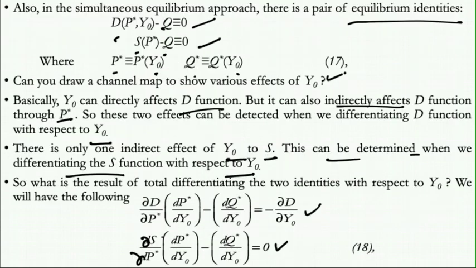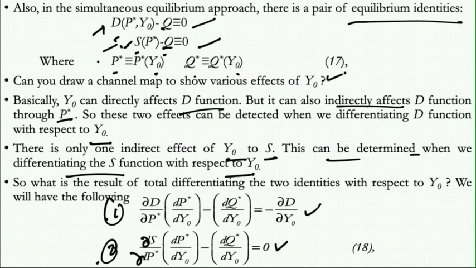And if you see this, this basically comes from the total differentiation of the supply function in equilibrium position. The first one here is the total differentiation of demand minus equilibrium quantity. The second one here is the total differentiation of quantity supplied minus equilibrium quantity.